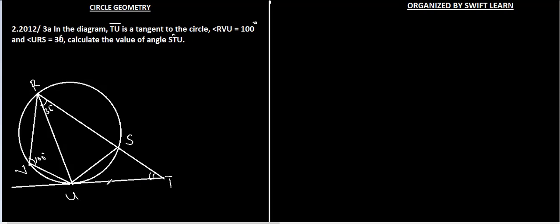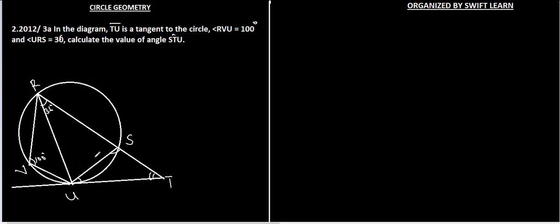STU. Now the question should be, how will I get STU? You get that now? I know I can get STU if I know the value here and I know the value here, because this is just like a triangle. So I can also say 180 minus the value here and the value here. Now the question should be, how will I get the value here and how will I get the value here?